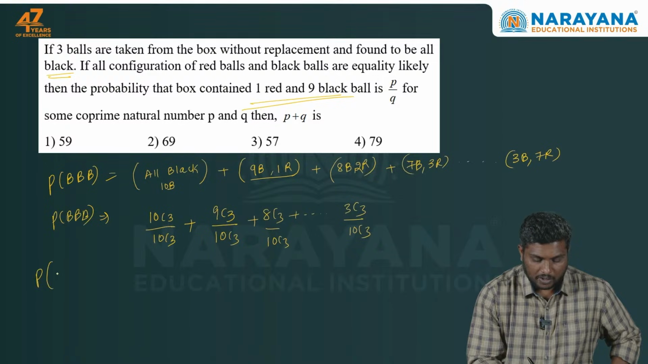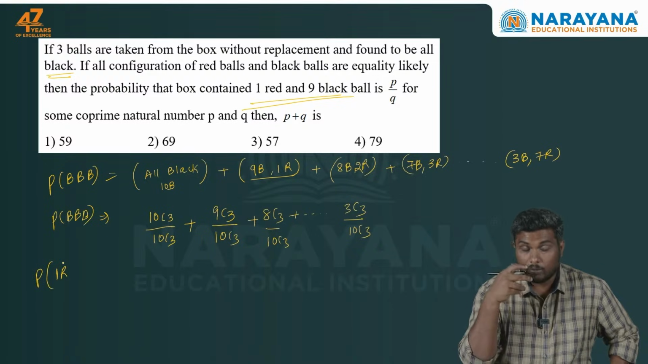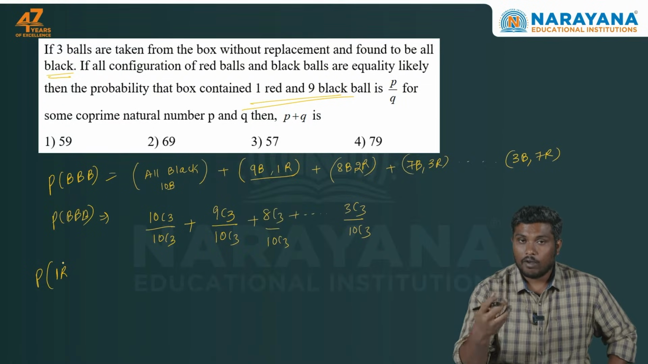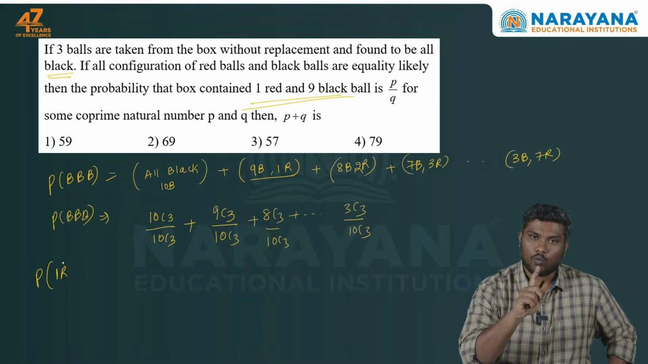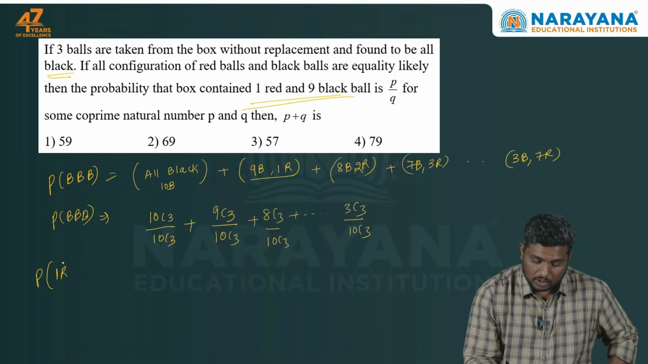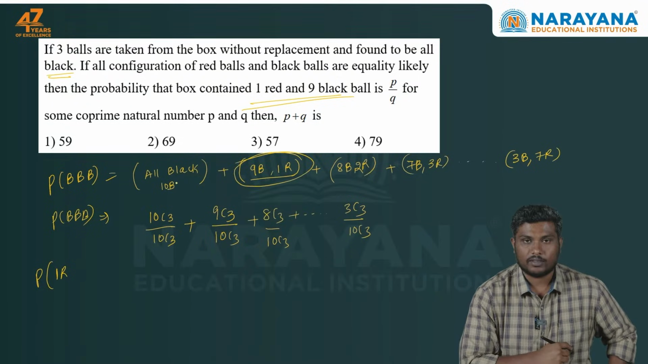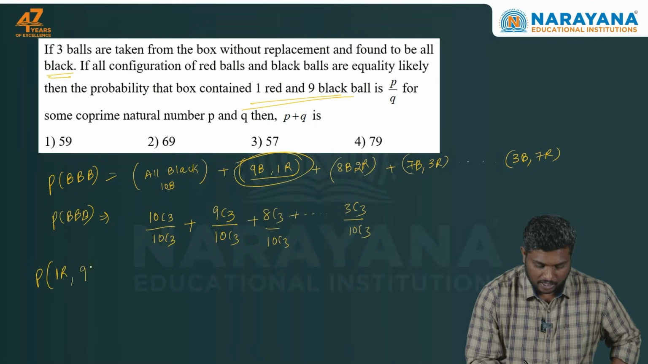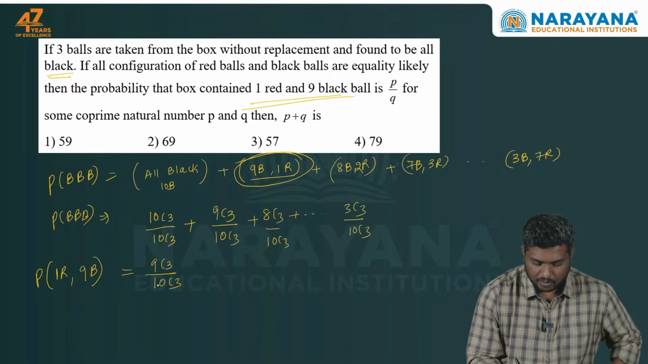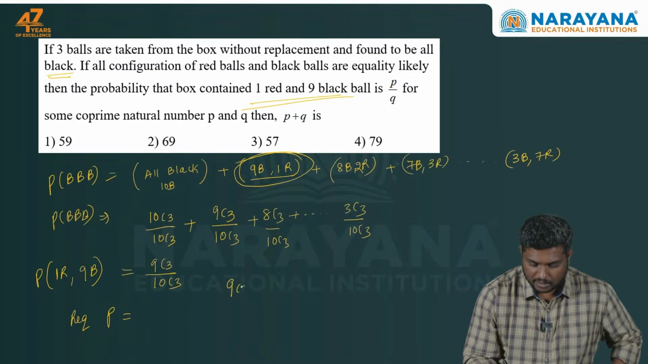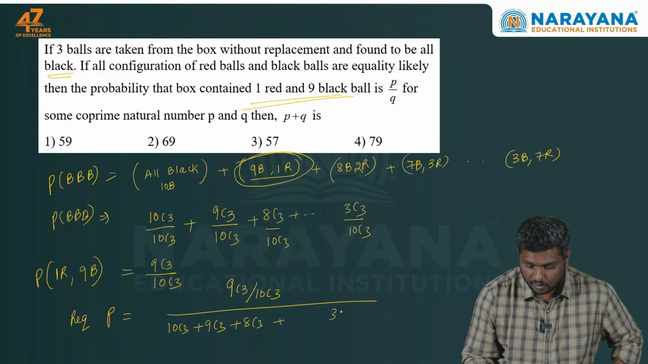Now what is the probability of getting 3 black balls from the bag which contains 1 red and 9 black? This is one such case, and 1 red 9 black will be 9C3 by 10C3. So the required probability is equal to 9C3 by 10C3 divided by (10C3 plus 9C3 plus 8C3 plus so on till 3C3) by 10C3.